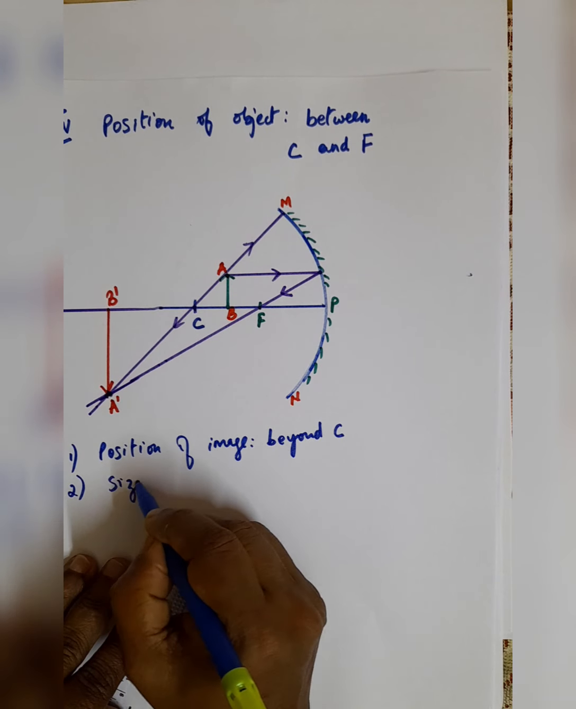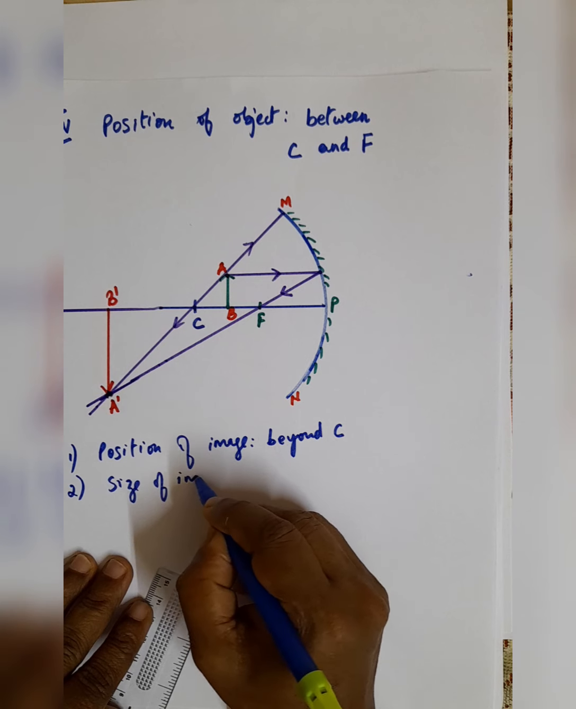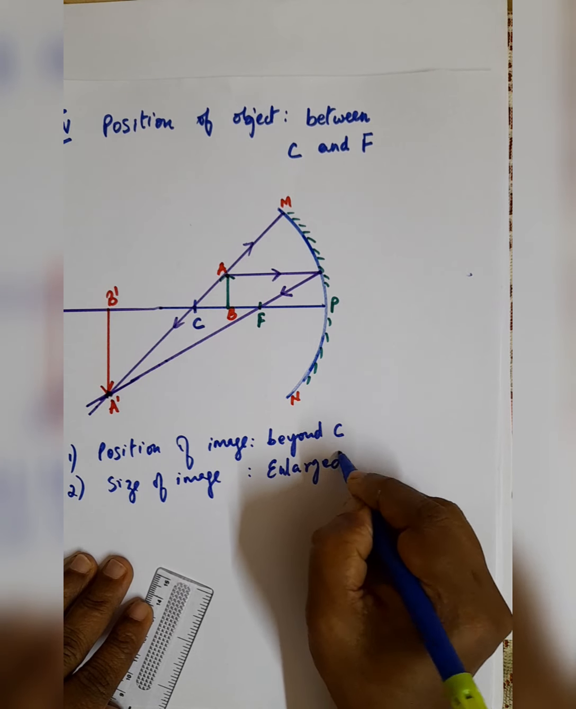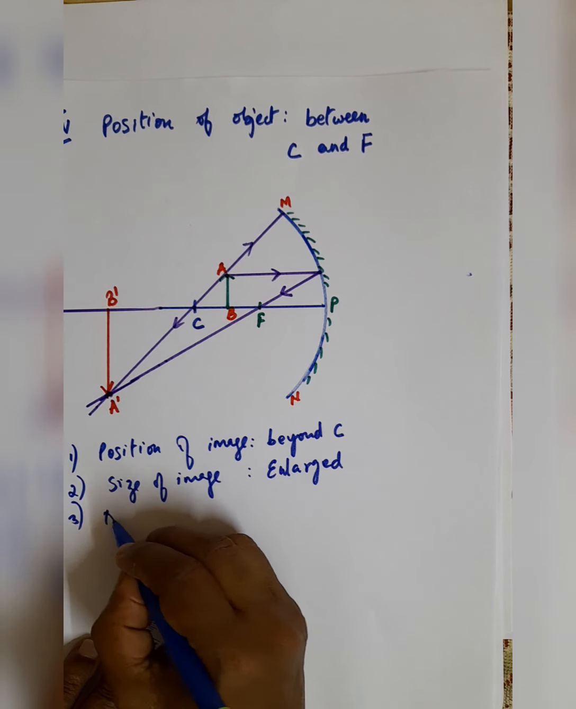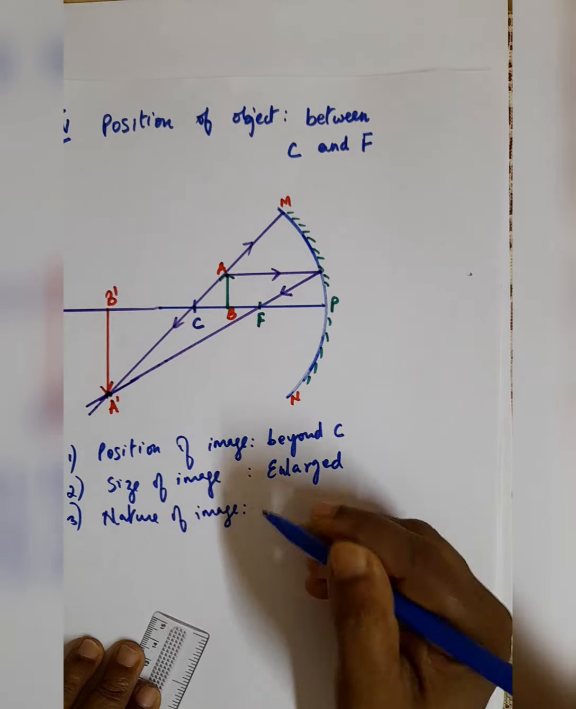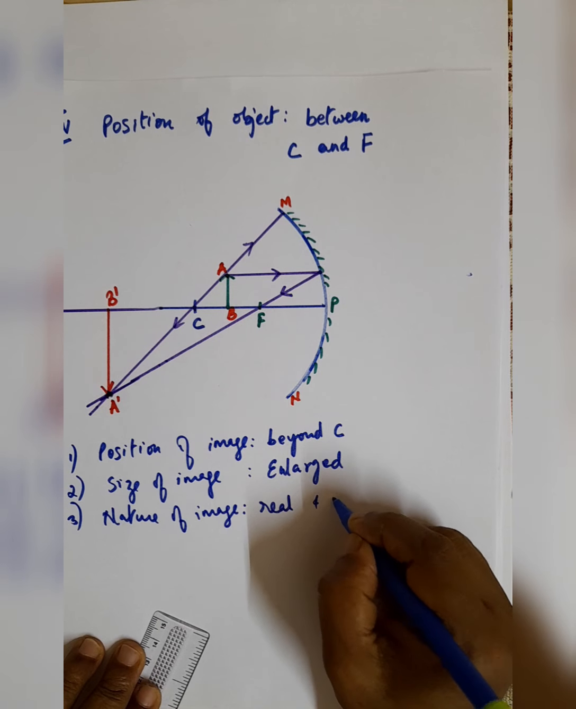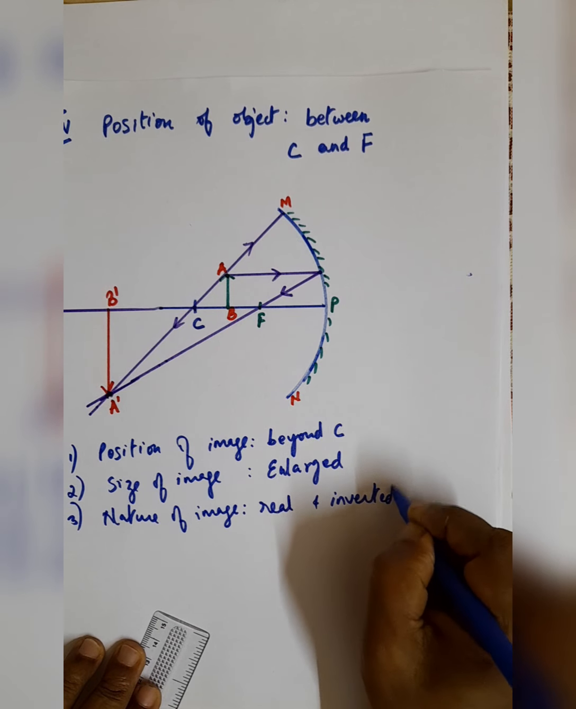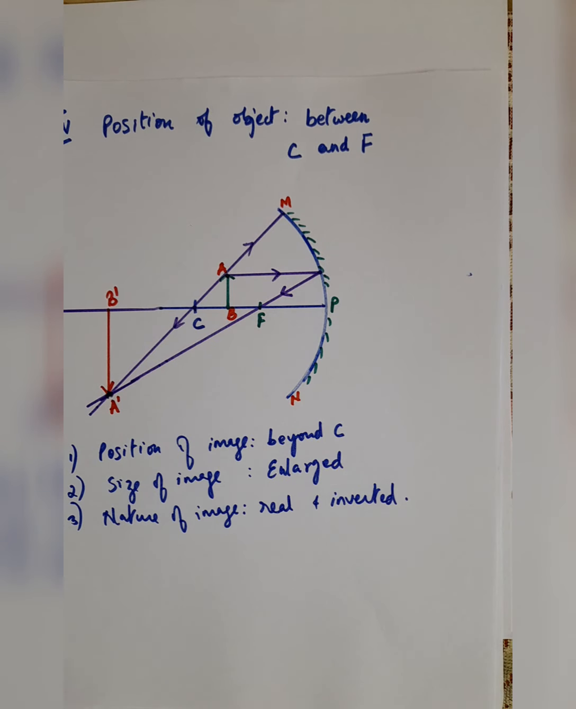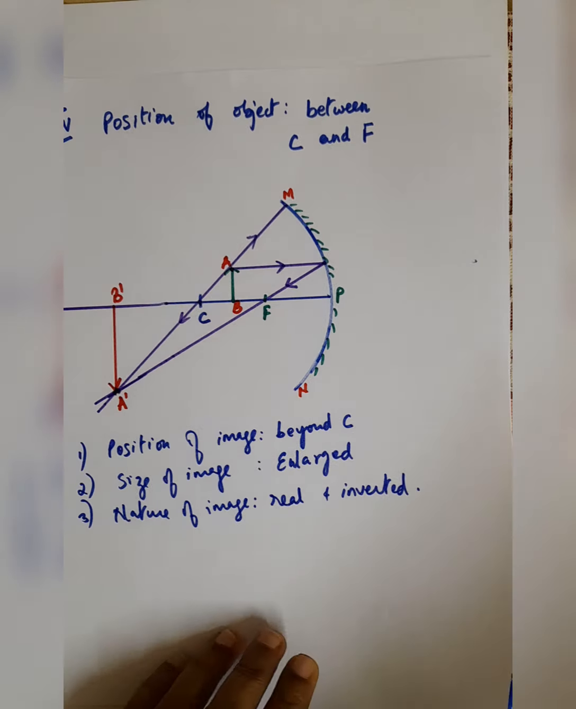The size of the image is enlarged. Enlarged means big. Third one, nature of the image is real and inverted. This was the fourth one. Let's go for the next one.